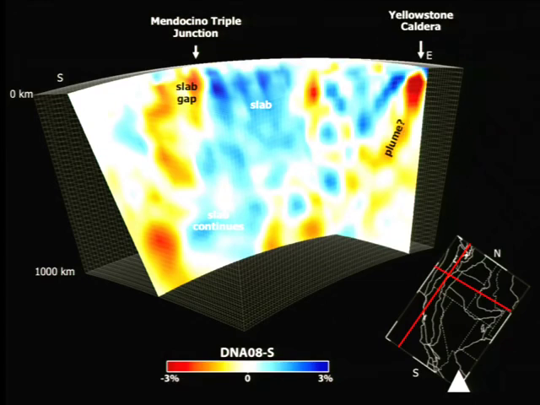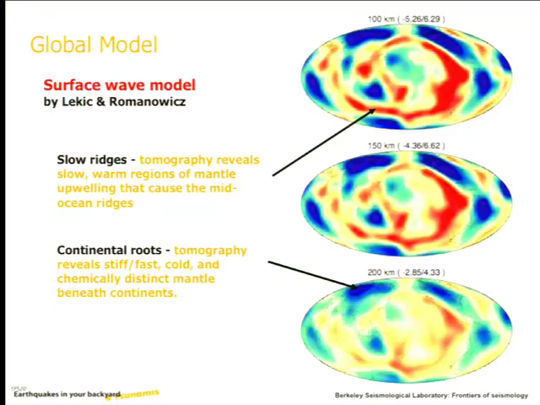Great. So this is what regional tomography looks like. We can figure out what's going on beneath a particular area of the globe. So regional tomography is not the only kind of tomography. We have other people in the department who do global tomography. They look at the entire Earth all at once. And so this is at 100 kilometers depth.